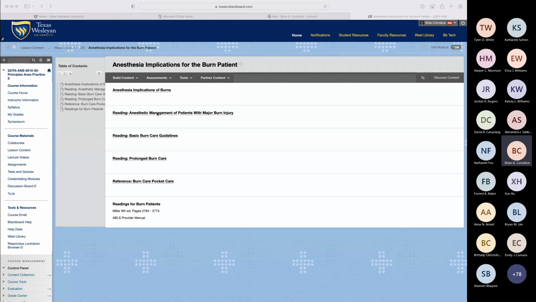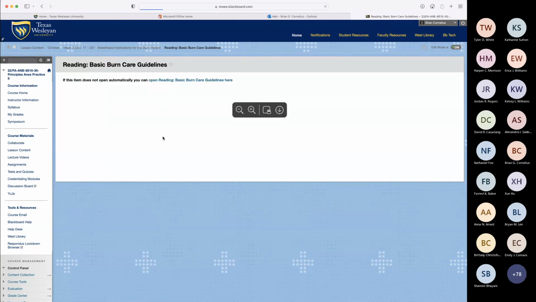Other things, this anesthetic management of patients with major burn injuries is an article from the ANA journal, just talking about kind of anesthetic management. A lot of it's stuff we went over today in just a little bit more depth, but if you're looking for some good reading, that's not a bad place to turn to. The basic burn care guidelines just goes over some treatments for burn patients that you may find helpful. Let's see if it'll open.